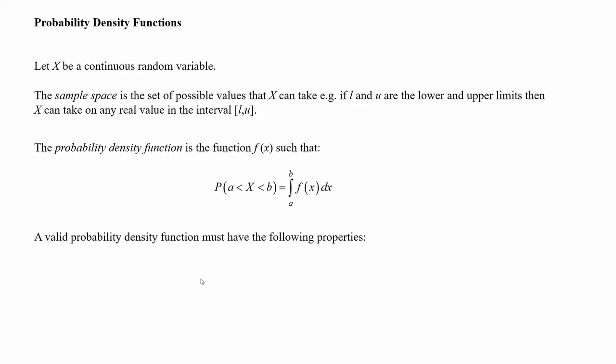A valid probability density function must have the following two properties. First of all, the value of f of x must be greater than or equal to 0 for all values of x that lie within the range of possible values, i.e. between the lower and upper limits L and U. Secondly, the integral of f of x between L and U must equal 1.